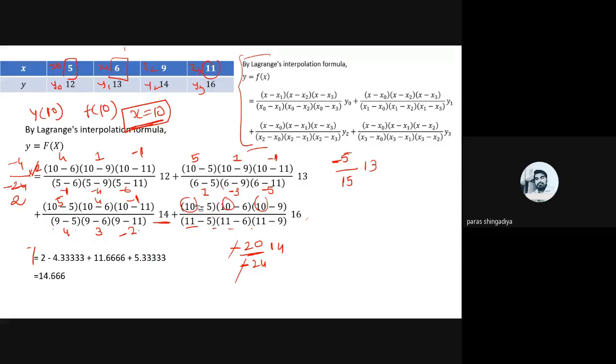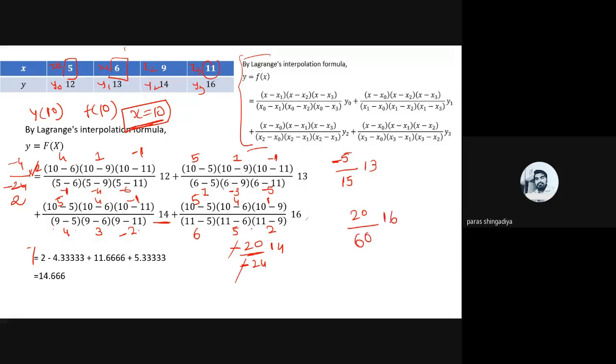And now the last one is also a positive answer, let us check. 10 - 5 is 5, 10 - 6 is 4, 10 - 9 is 1, so the numerator will be 20, and in the denominator there will be 6, 5, and 2, clear. So 6 into 5 is 30, into 2 is 60, clear, into the 16.